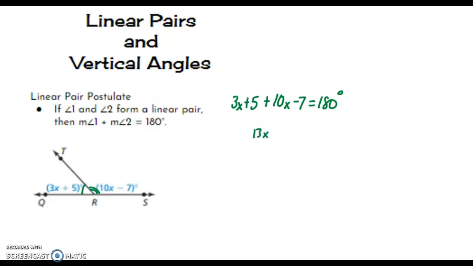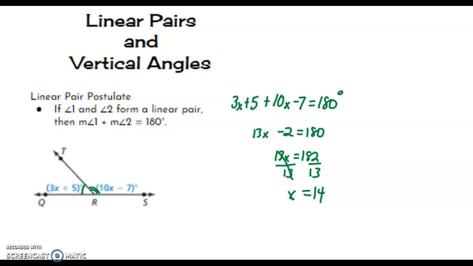You're going to combine like terms. And now we're going to solve for x. So we add the 2, so we get 13x equals 182. Then we divide by 13, and so we get x equals 14. So they ask us for x, that is our answer.